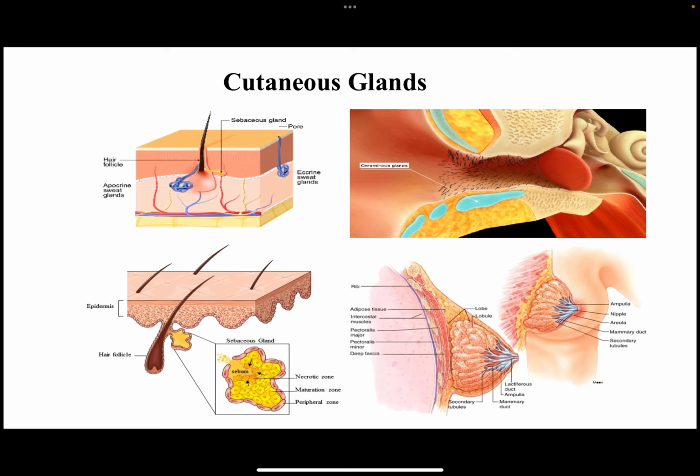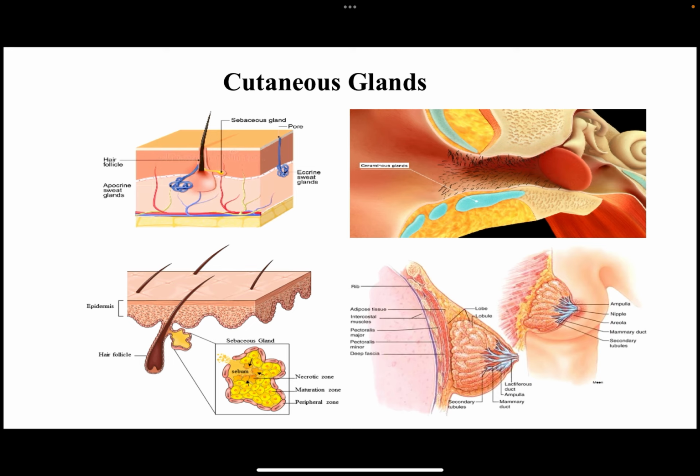You can see where the sebaceous gland is located, closer to the hair follicle. We have the eccrine sweat gland, which is what we call the merocrine glands. Eccrine sweat glands are the merocrine glands. Then we have the apocrine sweat glands.